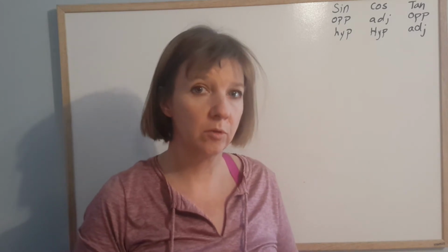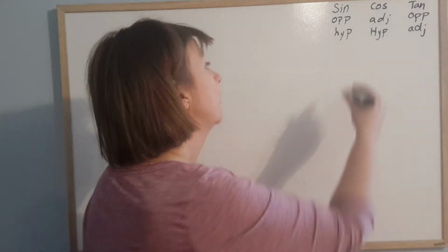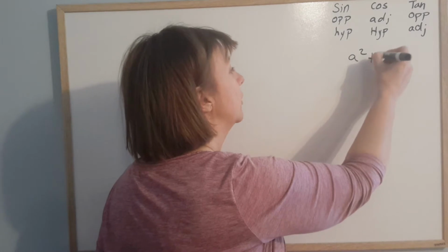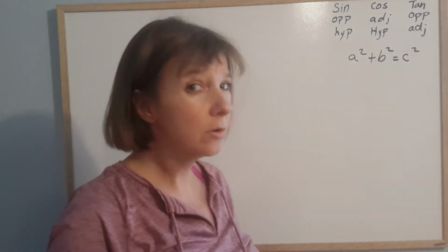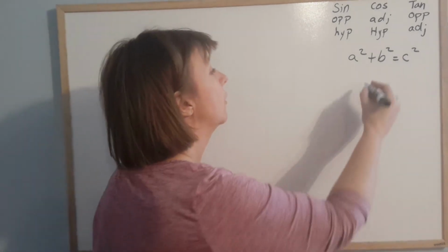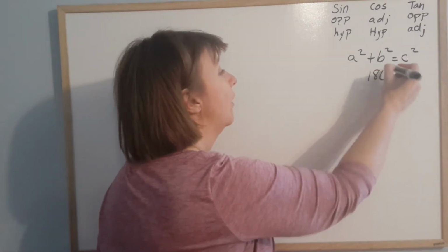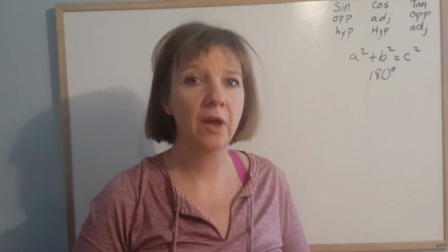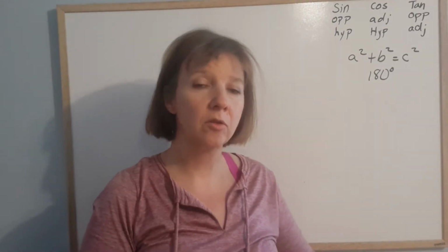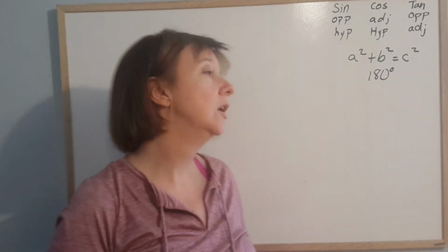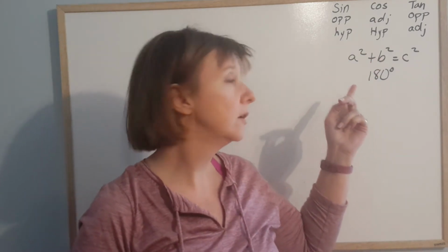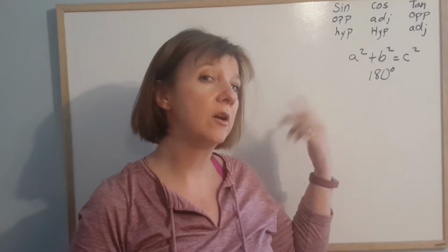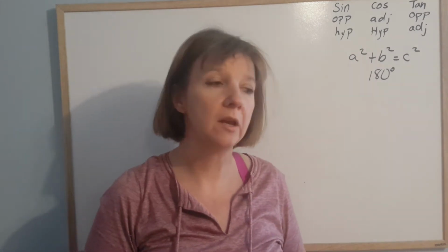Also, the Pythagorean theorem. So you also have to know that a squared plus b squared equals c squared. And the third thing that you really should know is that all the angles in a triangle have to add up to 180 degrees. Those are really the three things you need to know. You need to know SOHCAHTOA, you need to know a squared plus b squared equals c squared, and you need to know that all triangles add up to 180.